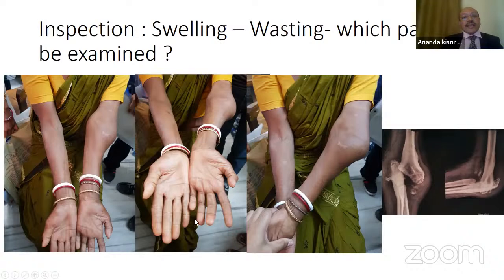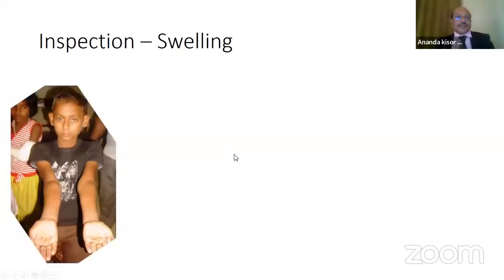Again, in the hand, where are the areas to be examined for wasting? In the hand, you have to examine the thenar eminences. You can see here, definitely there is wasting on this side, and also the hypothenar eminence on the palmar aspect. And on the dorsal aspect, you have to see the intermetacarpal areas. Normally, the intermetacarpal areas are filled up. But if it is wasted, there is concavity. So these areas are to be examined for wasting.